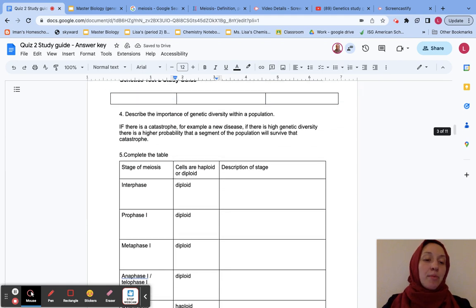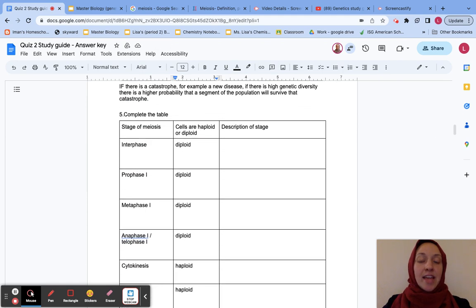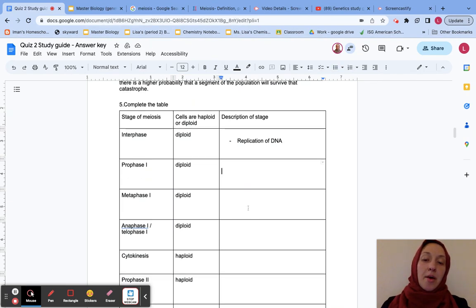If we describe what's going on in each of these stages, I'm going to say the most important thing about interphase is that we have replication of DNA, okay? So our chromosomes are replicating. For metaphase 1, what is important? This is when we have crossing over between homologous chromosomes.